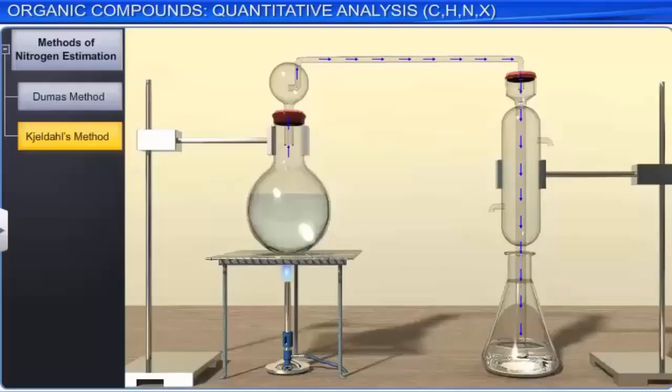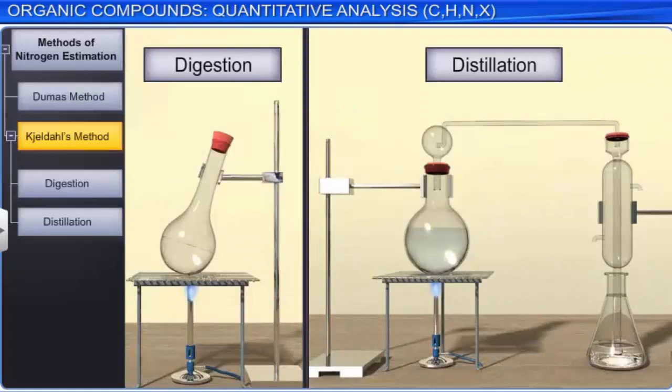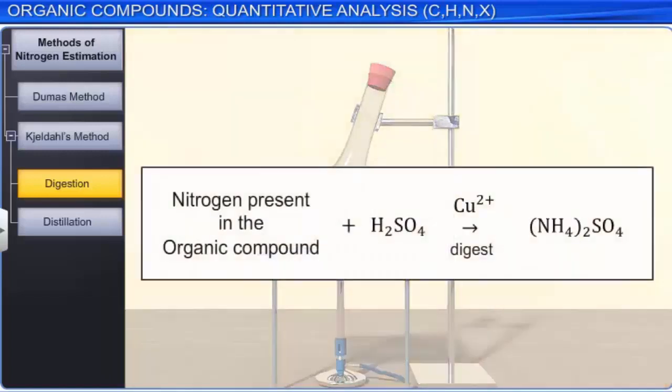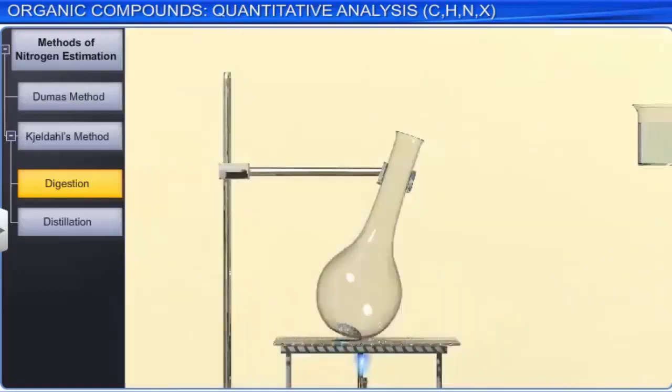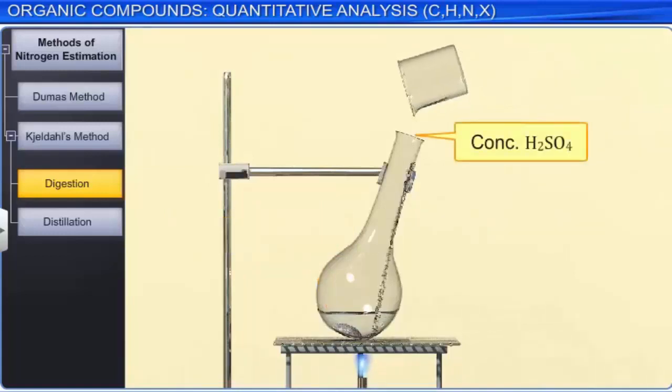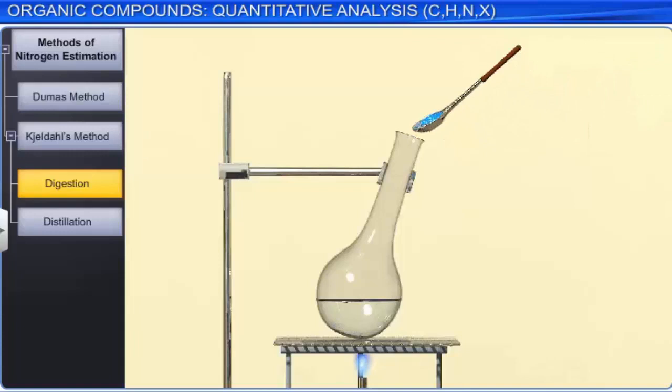Nitrogen is also estimated by another method known as Kjeldahl's method. The method can be divided into two major stages, namely digestion and distillation. During the digestion stage, the nitrogen present in the organic compound is converted into ammonium sulfate. This is achieved by heating the compound in a Kjeldahl flask with concentrated sulfuric acid in the presence of a small amount of copper sulfate.